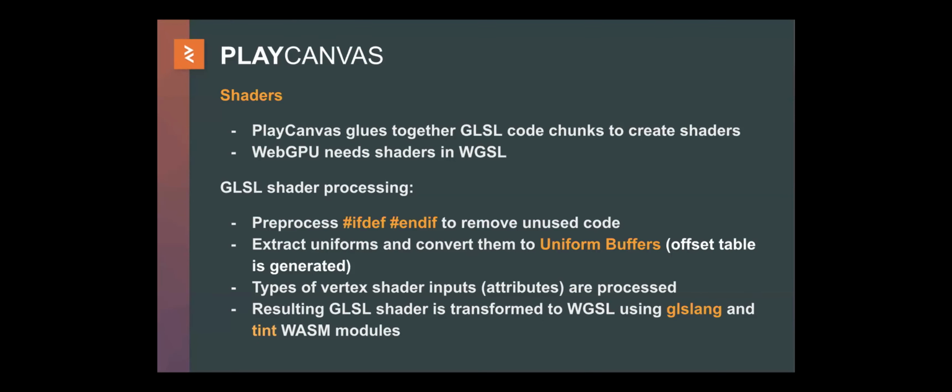We would extract the uniforms and convert them to uniform buffers. And on the side of this, we would generate an offset table as well. So then on the CPU, we can fill in the data into those uniform buffers. I'll have some more details later on this. Then the other bit we would handle is the inputs and outputs. Again, details soon. And after all this processing on the source level, we would translate the shader to WGSL using glslang and the Tint WASM modules.